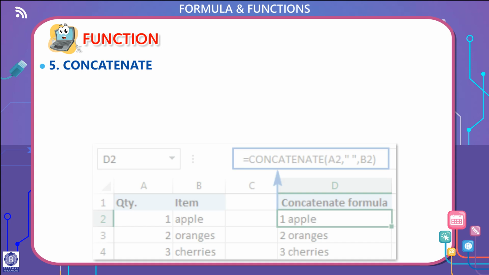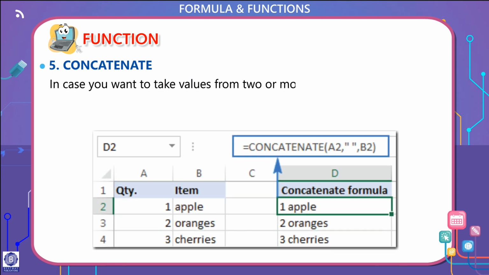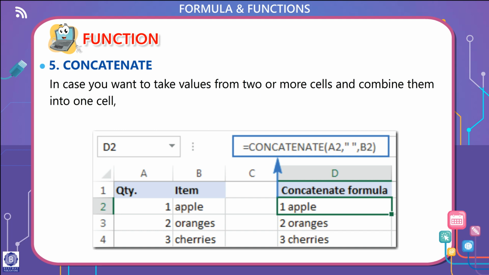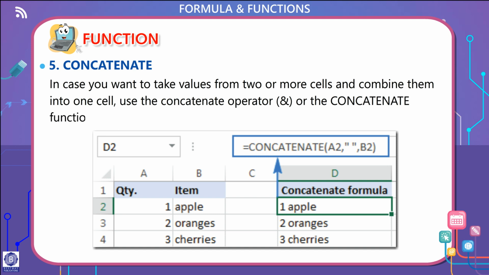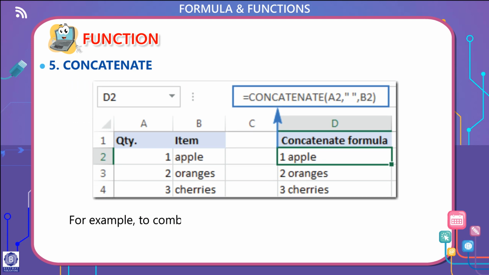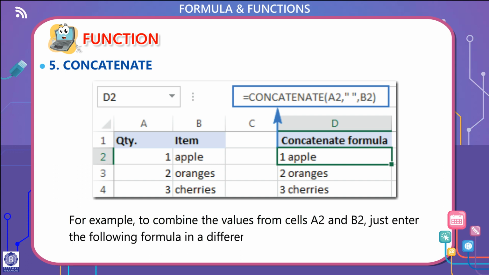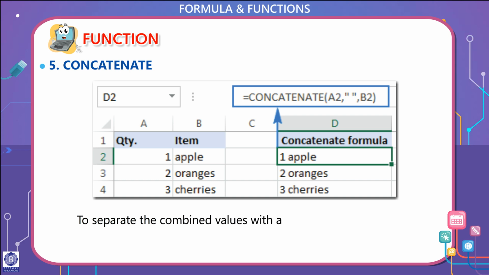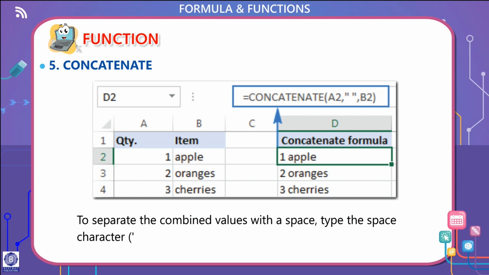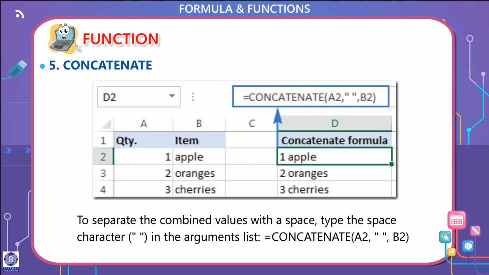Fifth is CONCATENATE. In case you want to take values from two or more cells and combine them into one cell, use the concatenation operator, ampersand, or the CONCATENATE function. For example, to combine the values from cells A2 and B2, just enter the following formula in a different cell: =CONCATENATE(A2,B2). To separate the combined values with a space, type the space character in double quotes in the arguments list: =CONCATENATE(A2," ",B2).